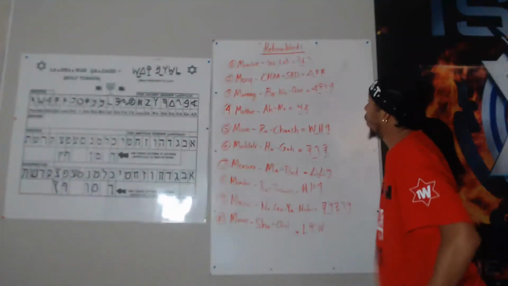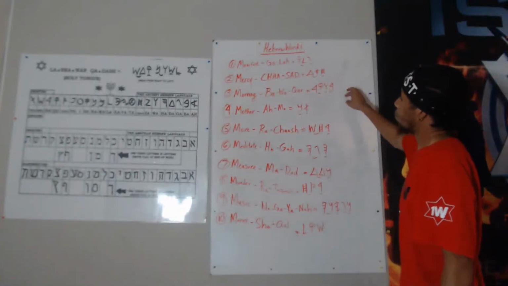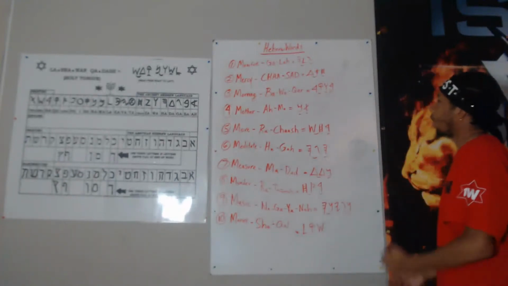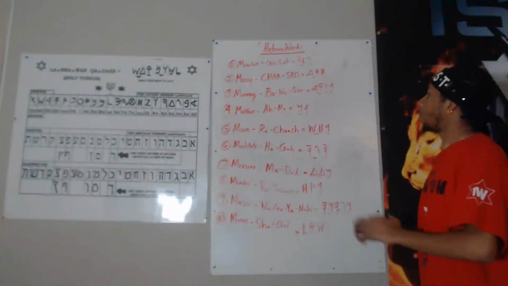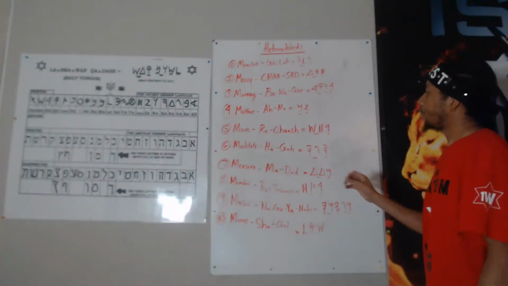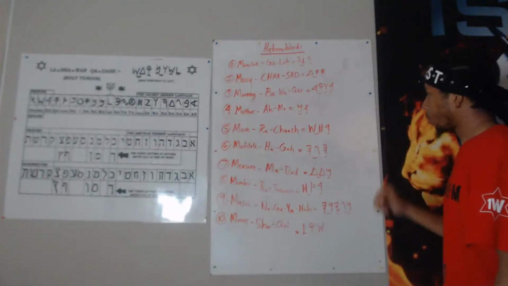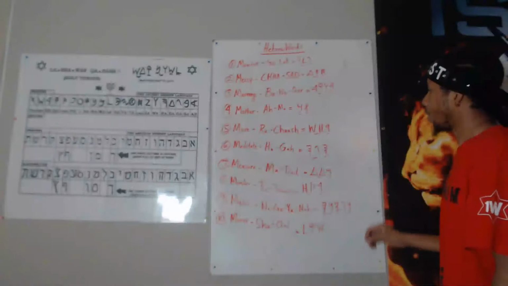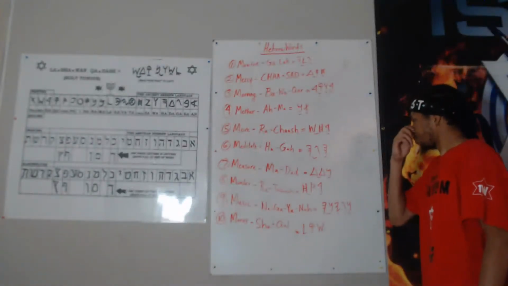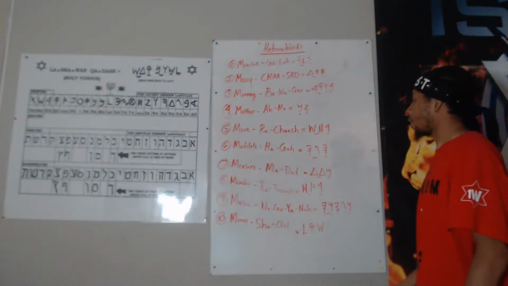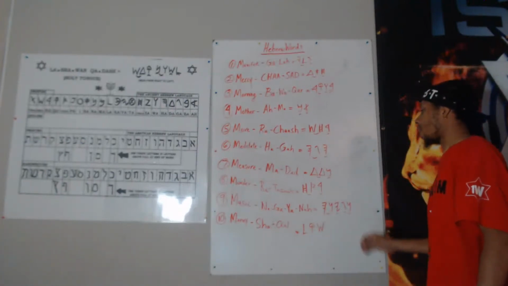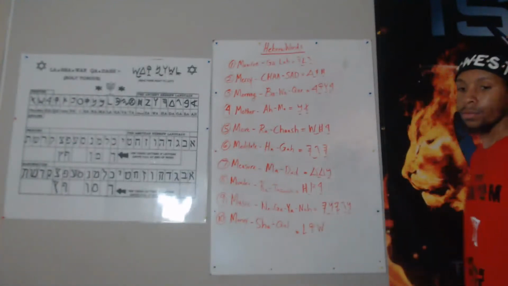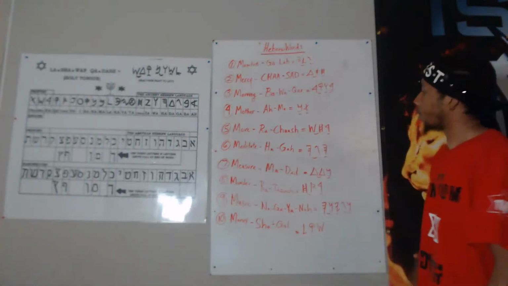So those are the ten most common Hebrew words. We have manifest, galah. Number two, mercy, chesed. Number three, morning, boker. Number four, mother, ima. Number five, move, which is rakash. Number six, meditate, hagah. Number seven, measure, which is madad. Number eight, murder, ratzach. Number nine, music, nagayana. Number ten, money, shekel. Those are the ten Hebrew words that we're going to leave off with.